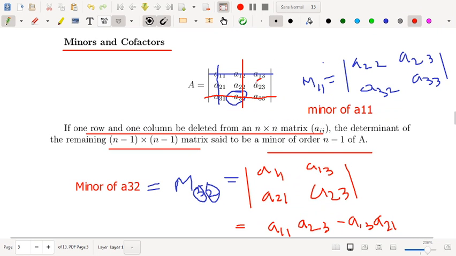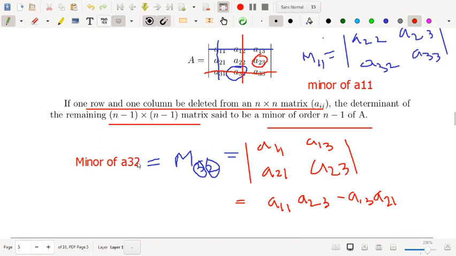So you can calculate the minor of A23 like that. How? You will delete the second row and third column. The first index represents the rows, and the second index represents the columns. Clear? I hope the minor is clear to you.